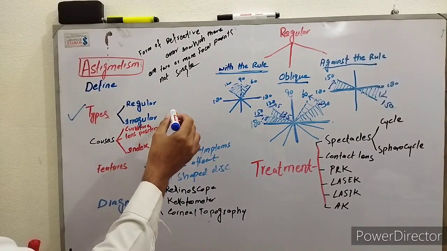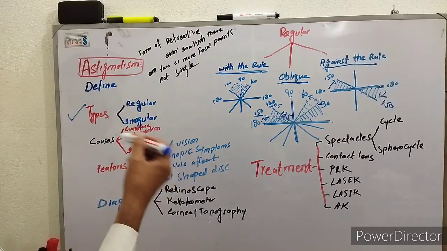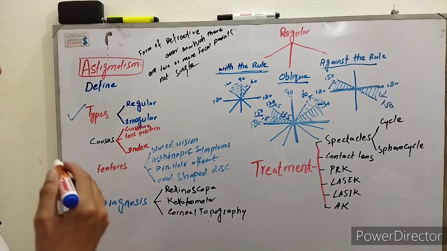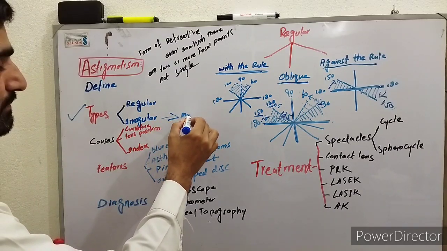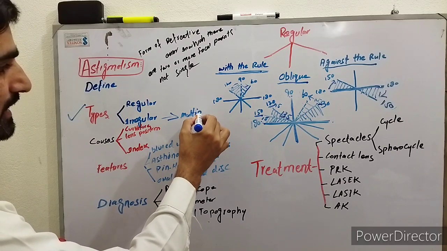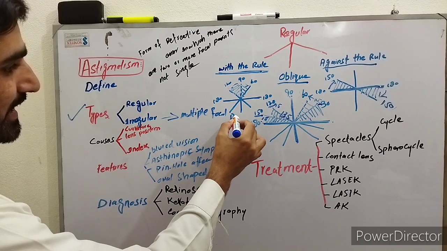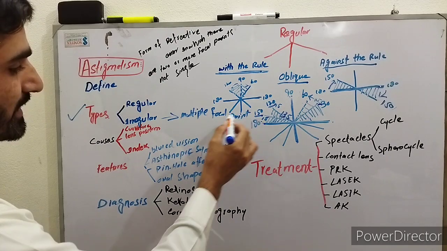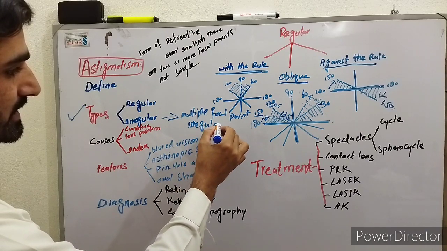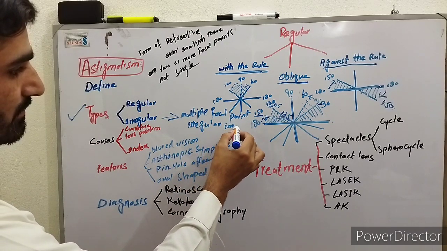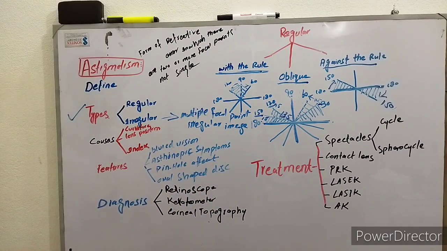Now we are going to irregular astigmatism. Here the rays will give an irregular image. Here rays will not focus at two points, there will be multiple focal points. As a result, there will be an irregular image, there will be no proper image. Therefore this is called irregular astigmatism.